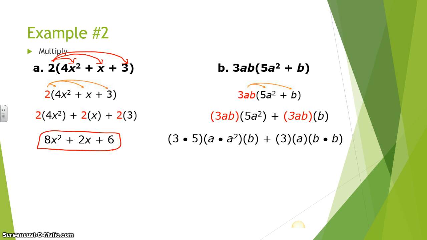And so when we simplify this out, 3 times 5 is 15. Then we have a to the first, a squared is going to be a to the third, b. Then for the second set we have 3, then we have no a, so it's just 3a. We have 2b, so we add those exponents to get b squared. So my final answer here is 15a to the third times b plus 3ab squared.